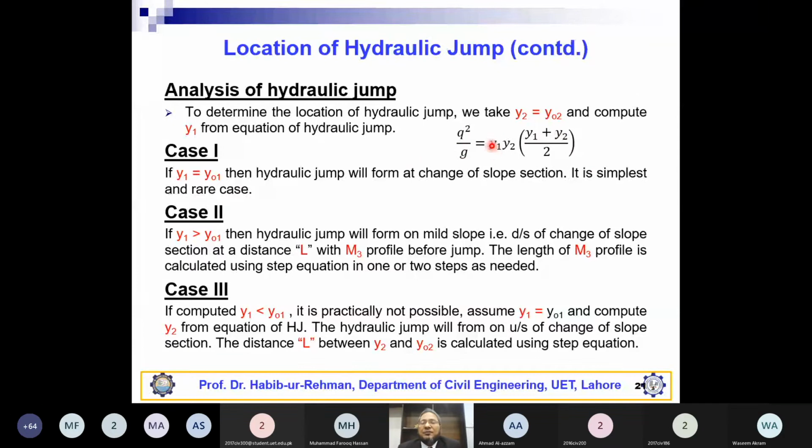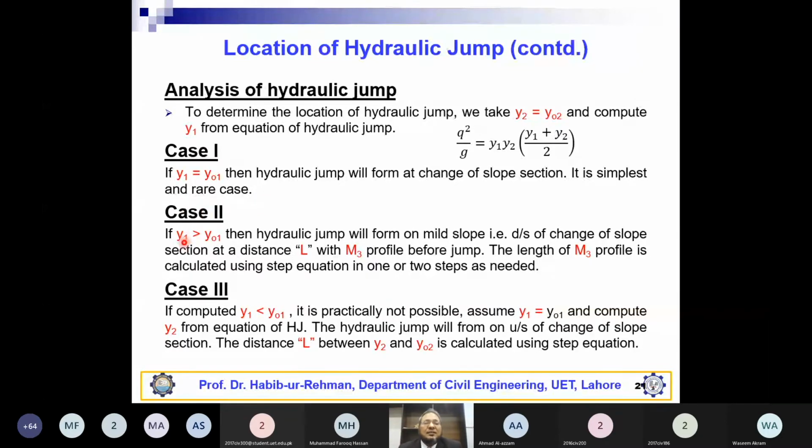So now once you have computed y1, based on the value of y1 there could be 3 cases: case 1, case 2, case 3. What is case number 1? Case number 1 is that your computed value of y1 is coming exactly the same as y01, which is the depth of flow in supercritical flow. So in that case, the hydraulic jump will form at the change of slope location, or it will start at the change of slope location. This is the simplest case and a rare case. This is not very frequently observed.